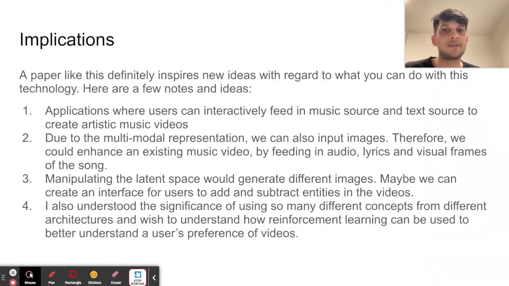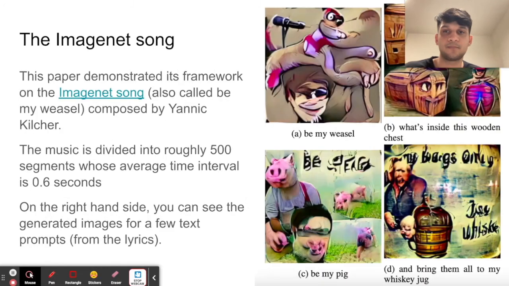I also understood the significance of using so many different concepts from different architectures, and wish to understand how reinforcement learning can be used to better understand a user's preference of videos. If a user could somehow reinforce what he likes and what he doesn't like, and therefore the video goes that way. This is a bit too far-fetched, but yeah, whatever.